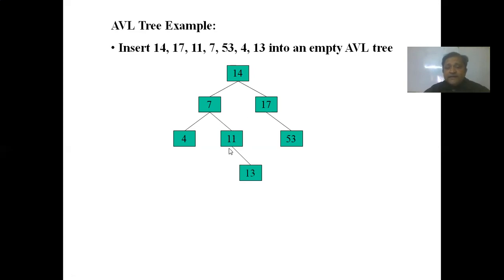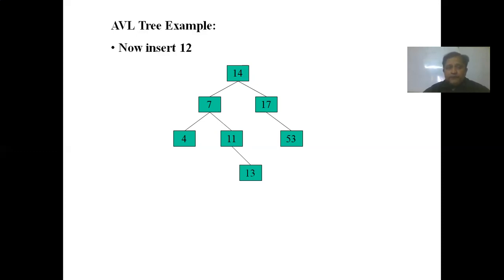For 11, the balance factor is 0 minus 1, that is minus 1. It is also balanced. For 7, the height of the left subtree is 1, the height of the right subtree is 2. So 1 minus 2 is minus 1 for 7, which also satisfies the balancing criteria. For 14, the height of the left subtree is 3, the height of the right subtree is 2, 3 minus 2 is 1, so it also satisfies the balancing criteria. So all the nodes are balanced now.